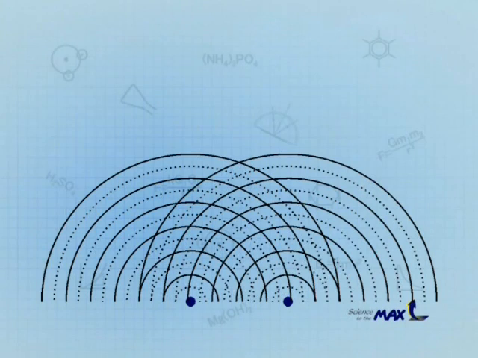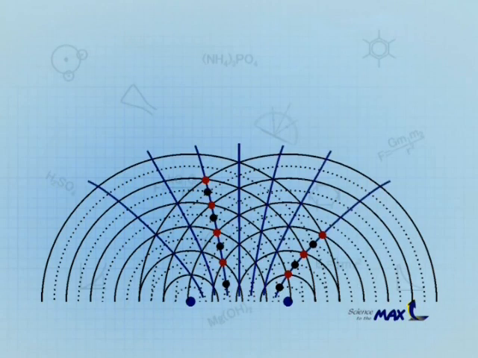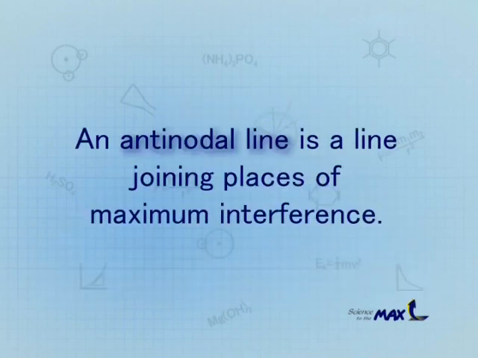Now, there is a pattern on the waves in which crest meets crest and trough meets trough. You see two solid lines or two dotted lines meet along that line. Again, if you draw in a few of these points, you'll see that they line up into rows. These rows of constructive interference are called antinodal lines. An antinodal line is a line joining places of maximum interference.